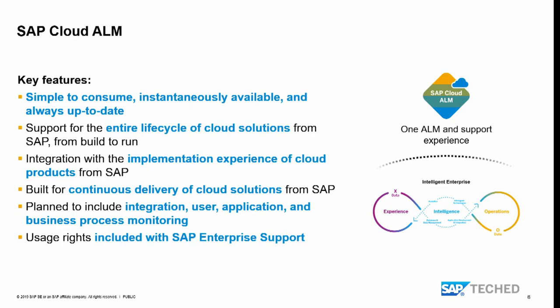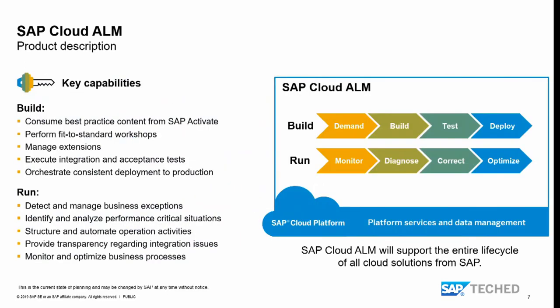And when we take a look into the capabilities and the processes that Cloud ALM supports, we have to distinguish two major areas. On the one hand, we have the implementation area where we support new implementation, maintenance, or extension projects. And we also have the run part where we support operations use cases.